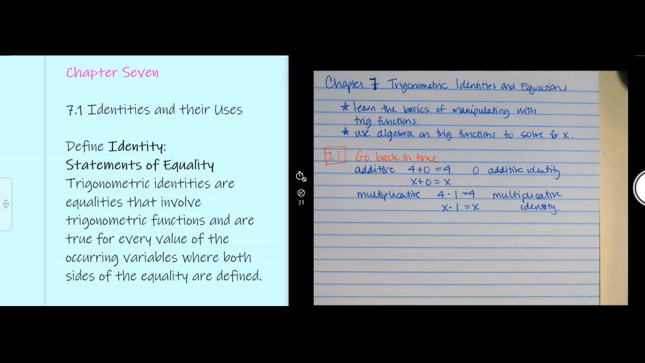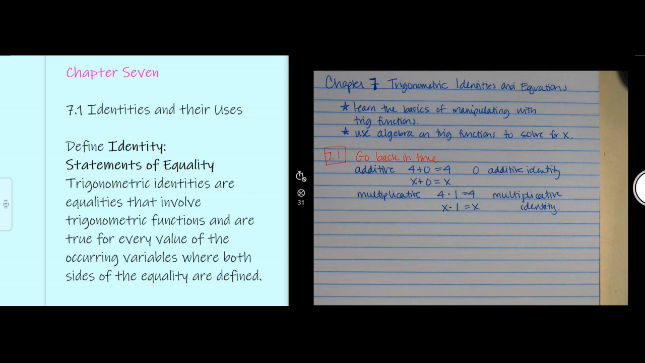All right. So these are things that you already know, but now we need to learn them for trig functions. So I've got over here on the side, I finally found it. Trig identities are equalities that involve trigonometric functions and are true for every value of the occurring variables where both sides of the equality are defined. So in this case, both sides are defined. This side has plus 0, but it's equivalent to 4. And I'm going to show you with graphs. I think that's the easiest way to see that things are equal when you graph them.